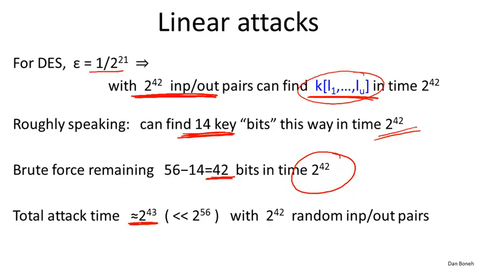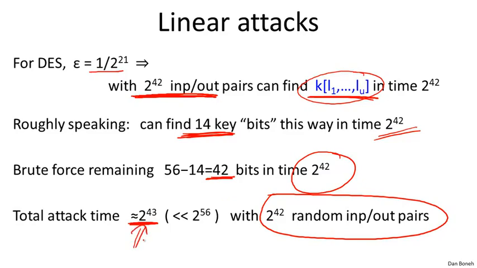Okay, so now this is much better than exhaustive search. Within 2 to the 43 time, we broke DES, but of course this required 2 to the 42 random input-output pairs, whereas exhaustive search only required 3 pairs. So this is a fairly large number of input-output pairs that are needed, but given such a large number, you can actually recover the key faster than exhaustive search.